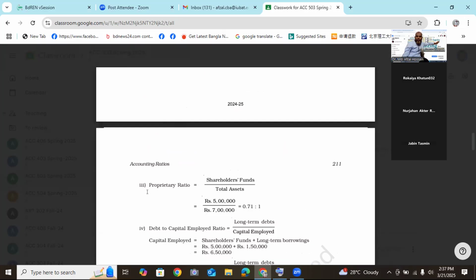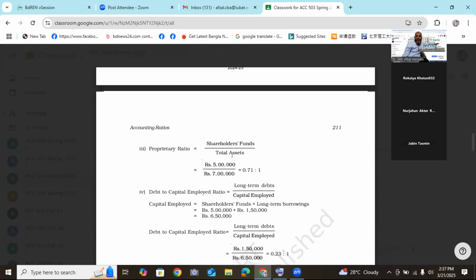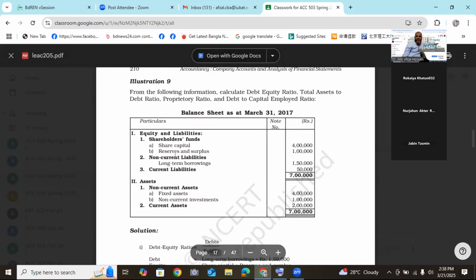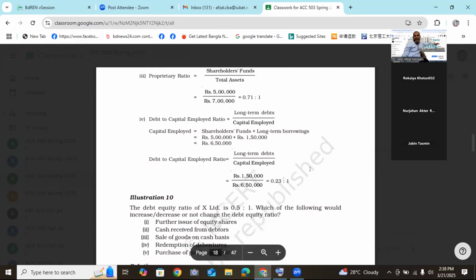Now the proprietary ratio: shareholders funds divided by total assets. Total assets we know, 7 lakh, and shareholders funds are 5 lakh. Where is the shareholders fund? This shareholders fund is 5 lakh. So the answer is 0.23 is to 1. That means your long term debt against your capital employed is 23%. Yes, 23%.